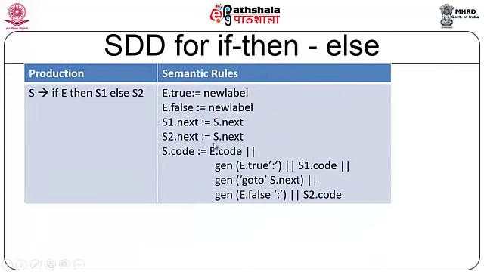So, first you generate E.code, followed by E.true, that is the next label, and then in that label you evaluate the code corresponding to S1, followed by a goto S.next. Gen is to generate three-address code into the stream, as opposed to emit, where emit will generate to an output file. And then you generate a label corresponding to E.false and then you evaluate the code corresponding to S2. Now, after S2, this assignment here will ensure that your code flows to the next statement corresponding to S. So, that is what we have here as the SDD corresponding to if-then-else.